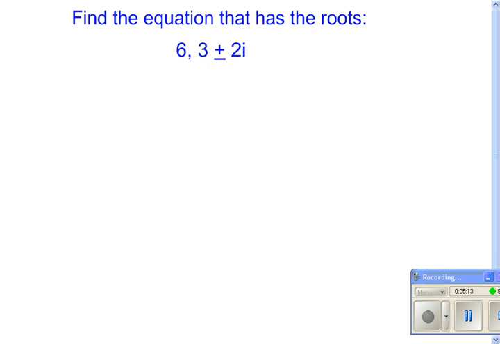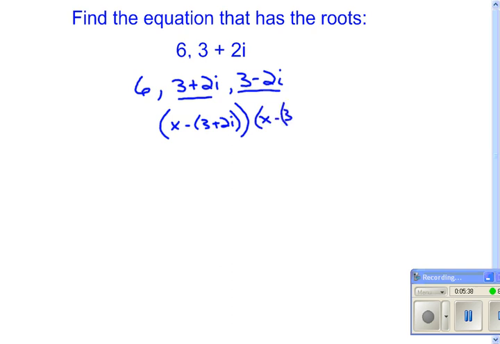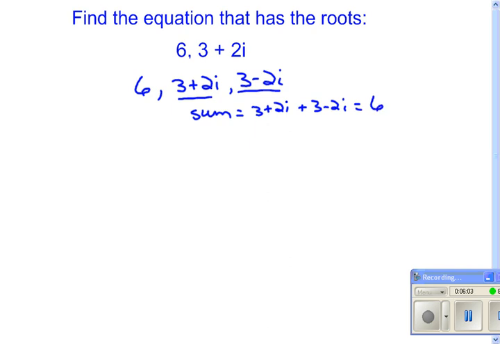For instance, if I gave you, find the equation that has the roots 6, 3 plus 2i, and 3 minus 2i. Again, write them out. 6, 3 plus 2i, and 3 minus 2i. These two would be very ugly polynomials to write out. x minus 3 plus 2i and x minus 3 minus 2i would be very ugly to FOIL out. So that is why we would want to choose method 2. Okay, method 2, you find the sum and product of those two roots. The sum is when you add them, 3 plus 2i plus 3 minus 2i. So 3 plus 3 is 6, 2i minus 2i is nothing.